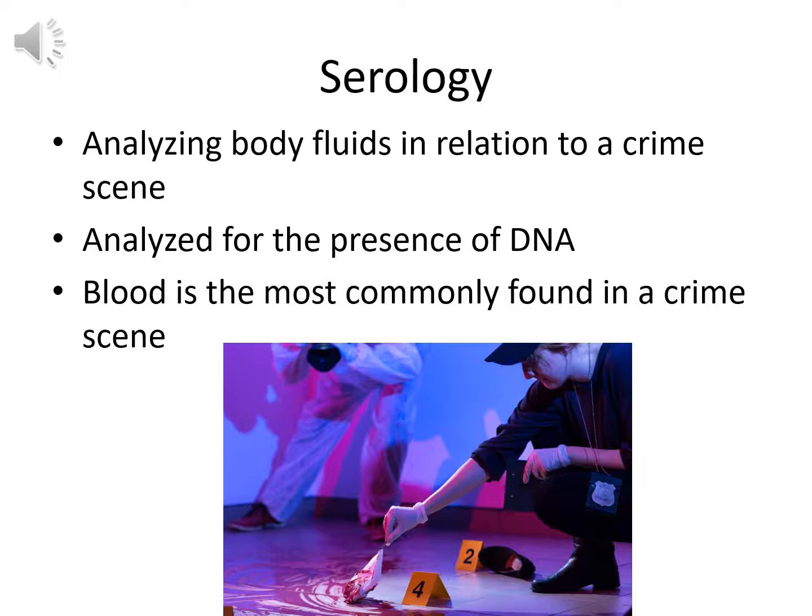Blood's the most common body fluid found at a crime scene. In the past we would just look at blood type, which we'll talk about in a moment, but nowadays, of course, we can hopefully use that blood to identify an individual by DNA analysis.